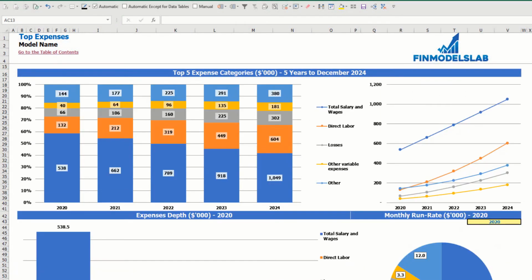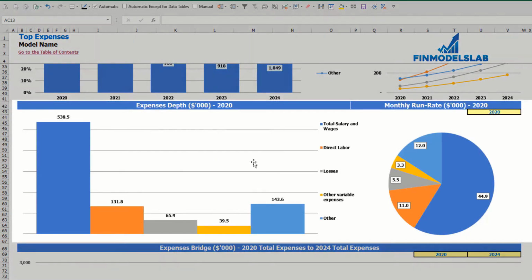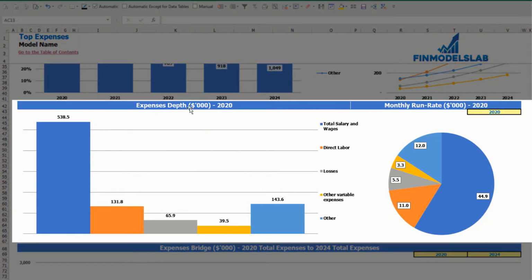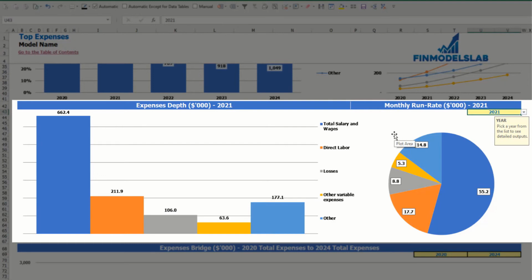On the couple of charts below, you may find expenses debt and monthly run rate for the selected year. You are able to change this year, and you may see the absolute values and percentage breakdown on the pie chart.